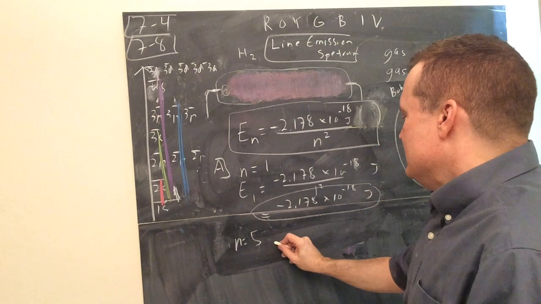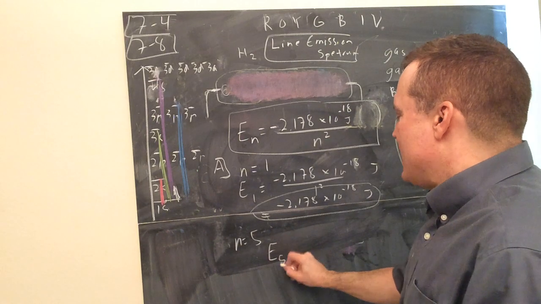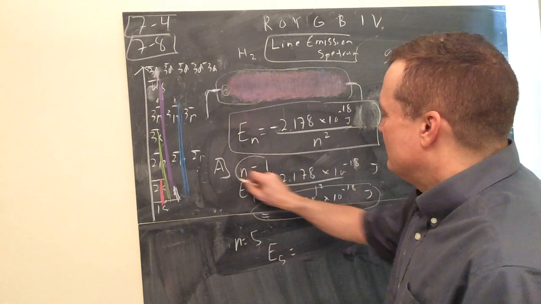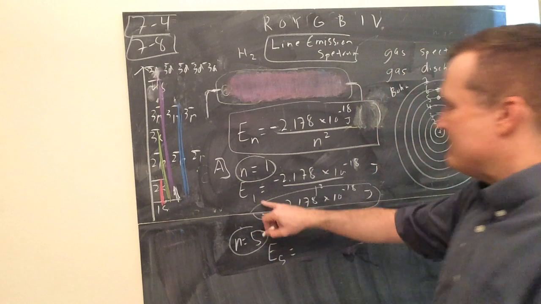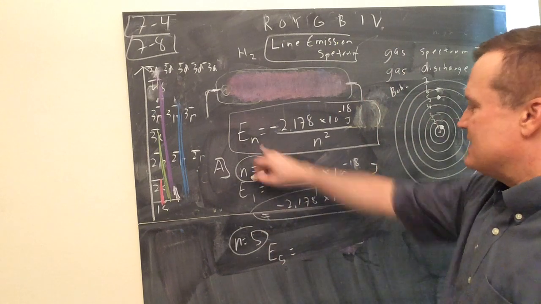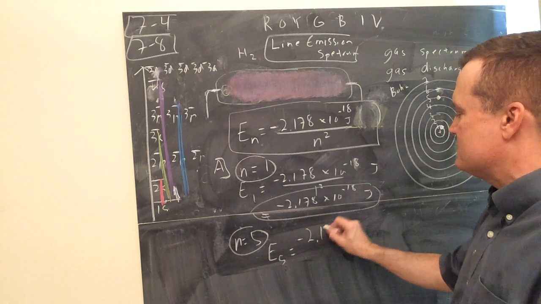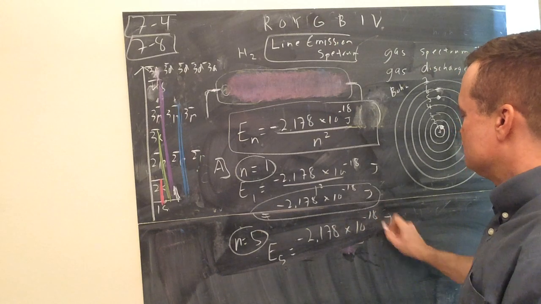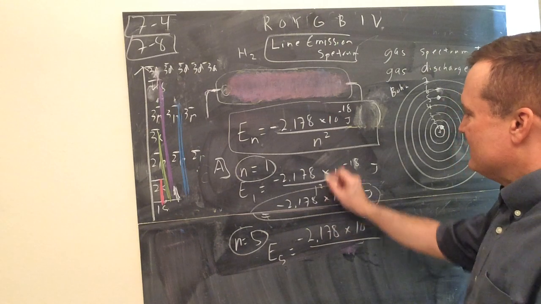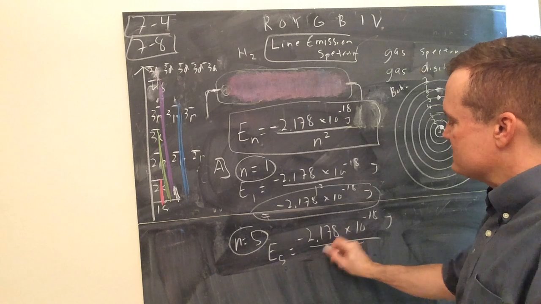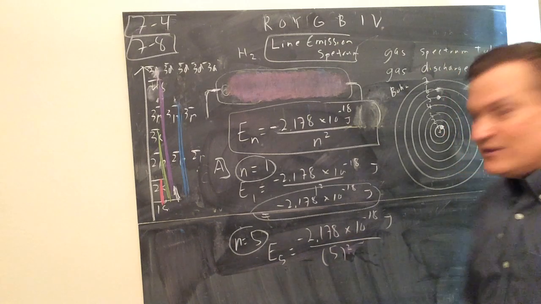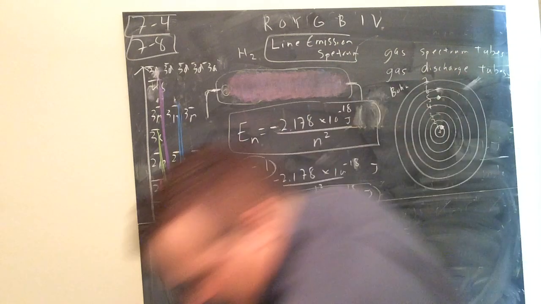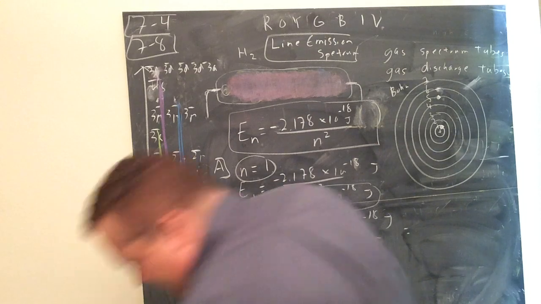It'll be E at level 5, let me write it that way so I don't mix it up with my math. E at level 5 equals negative 2.178 × 10^-18 joules divided by, this time n is equal to 5, so it's going to be 5 squared. Okay, so that's 25, right? So divide it by 25.